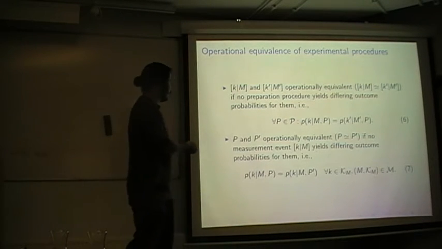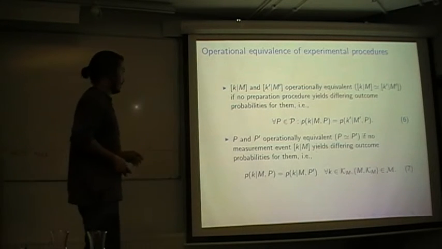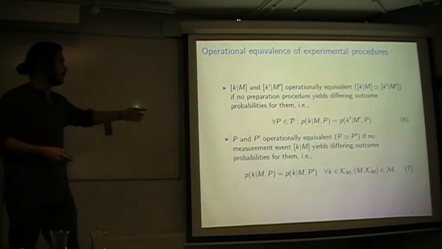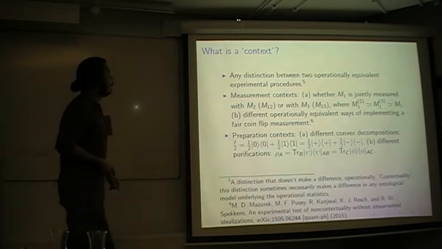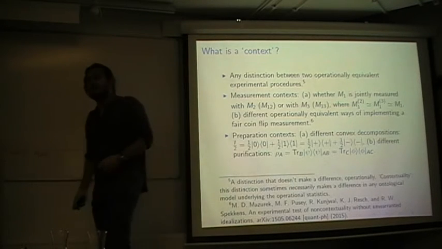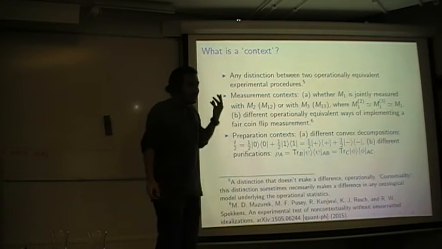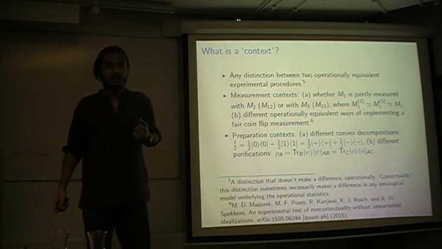This may be unfamiliar to people only interested in the Kochen-Specker kind of contextuality, but this is what we're going to use to define preparation non-contextuality. It's of the same flavor as the operational equivalence for measurement procedures. Now, what is the context? Here we are using a fairly general definition of a context. The context is basically any distinction between two operationally equivalent experimental procedures.